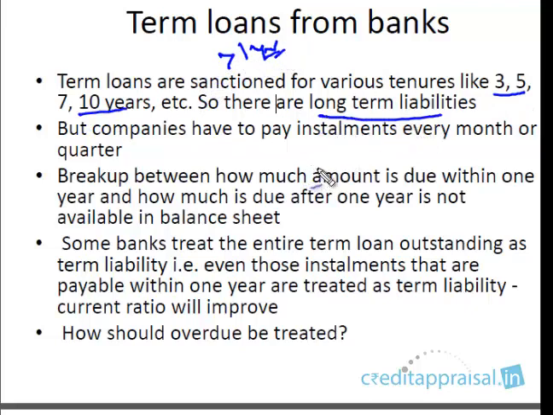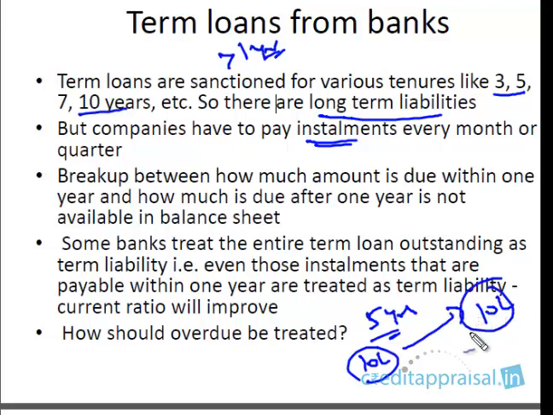But you should also note that, as we discussed, the bank stipulates something known as installments. It's not like a bullet repayment. If the tenure is 5 years and the loan is 10 lakhs, banks will not say you come after 5 years and pay the 10 lakhs in one go. That's not what banks say. Banks say you repay this over a period of time. So they might say every month. So if it is monthly, it will be 60 installments.